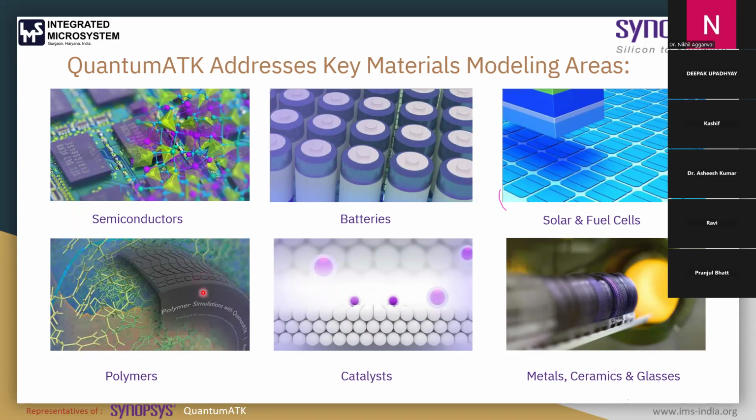Similarly, you can deal with the polymers at the atomic level. You can calculate the thermal stability and reliability for the polymers. Similarly, you can deal with catalysis, for which we have the thermochemistry analyzer that you can use to study the graph of Gibbs energy. And also, you can deal with metals, ceramics and glasses.